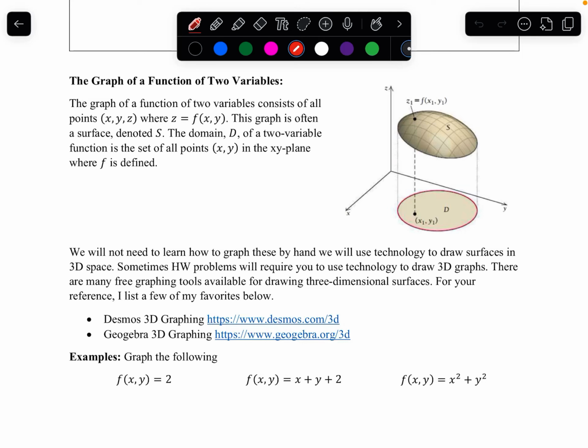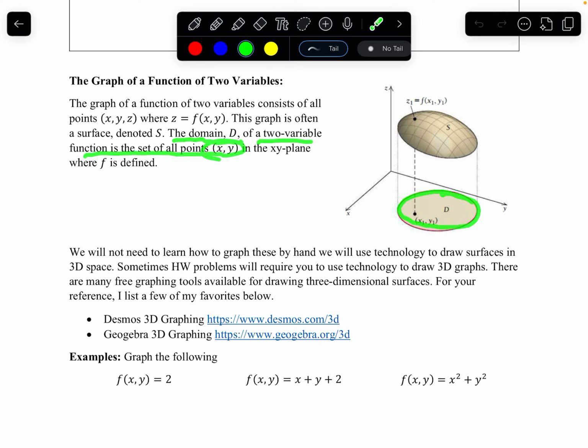Let's talk graphs and domains now. For the graph of a two-variable function, let's check this out for a second. The graph of a function of two variables consists of all the points x, y, and z that are described by the function. This graph is often a surface denoted as S, so we call them surfaces in 3 dimensions. The domain of a two-variable function is the set of x, y points.